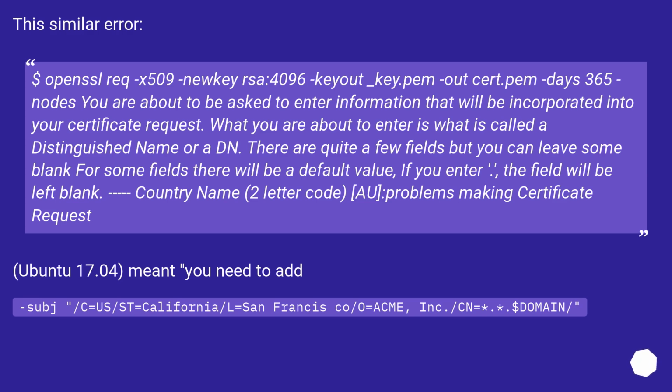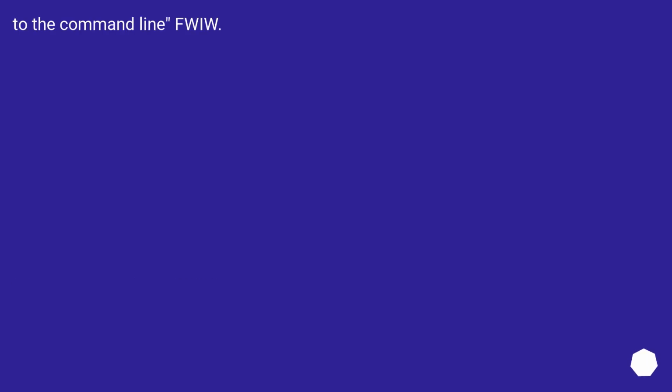Ubuntu 17.04, meant you need to add -subj "/C=US/ST=California/L=San Francisco/O=Acme Incorporated/CN=$domain/" to the command line for you.